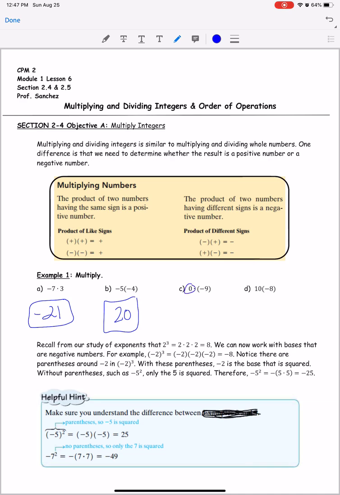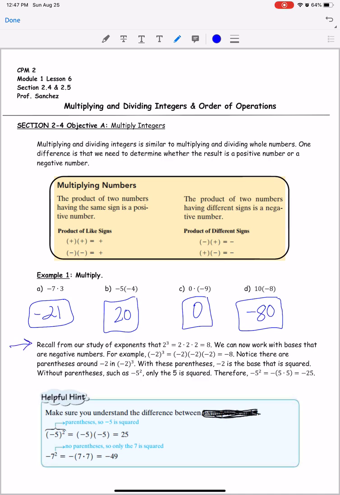The 0 right here times anything, doesn't matter if it's positive or negative, is going to be 0. And then on D, we've got 10 times a negative 8. So 10 times 8 is 80. And because you have one negative and one positive, those are different signs. Different signs are negative, so negative 80. The only one here that was positive was my B because it had two negatives, the same sign. Everything else that had different signs turned out to be negative answers.